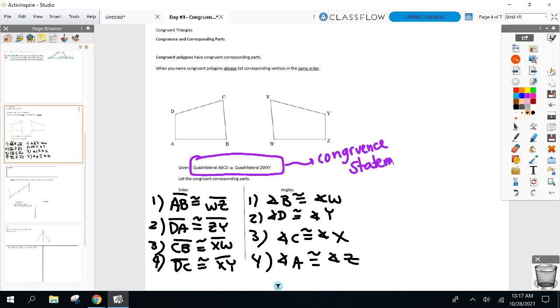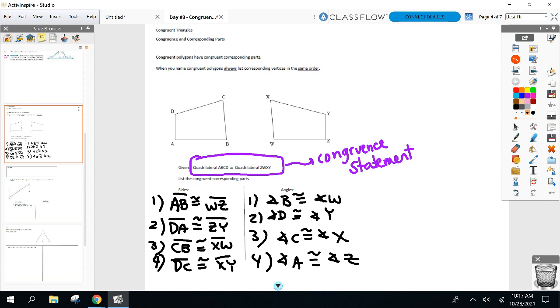A congruent statement. I used that to see if you guys were right or wrong with what you were telling me. How did I use it? Watch, ready? Who told me B and W? Okay, Carter told me that, and I looked at my congruent statement.